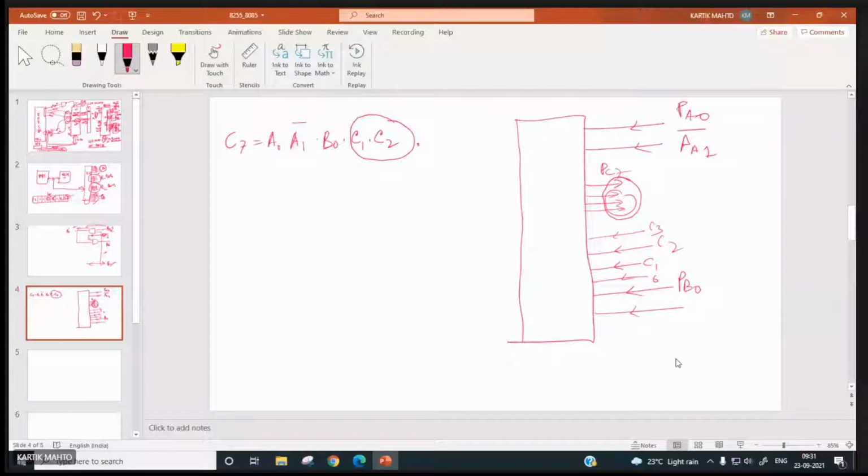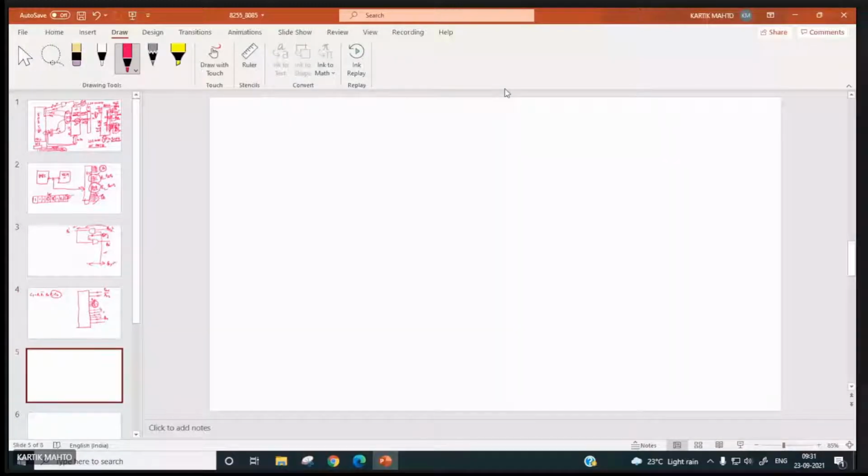Yes, sir. Now I am going to tell you what are the things we are going to connect to these 24 different pins. Suppose here we have an RTD. RTD, you know, it is a resistance temperature detector.